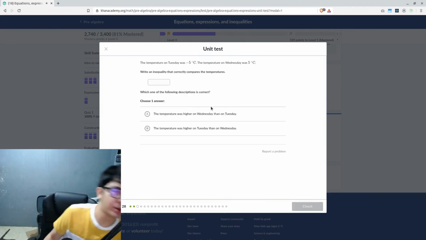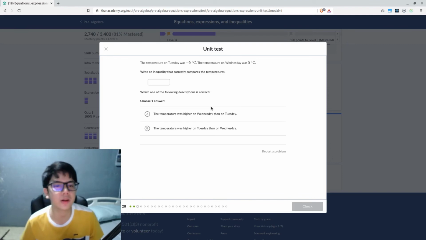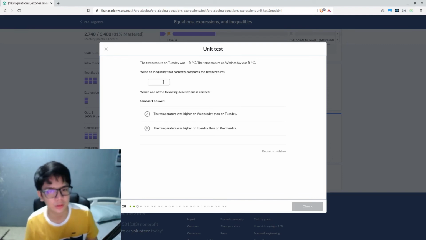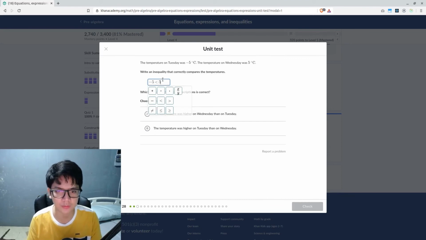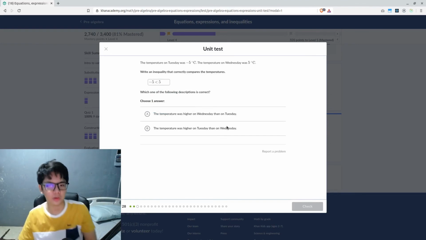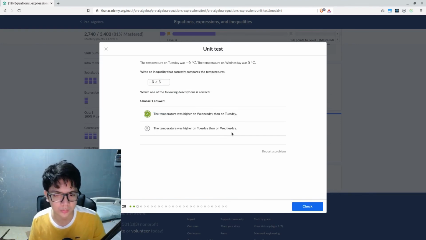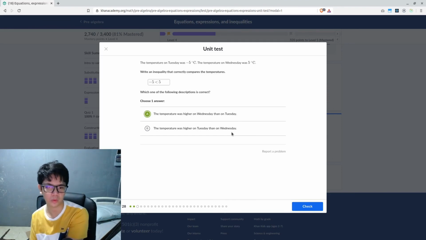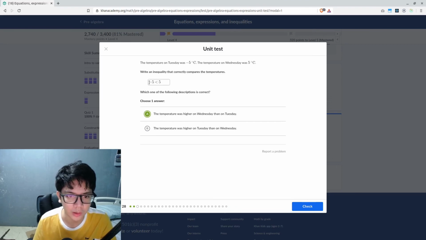The temperature on Tuesday was -5 degrees Celsius. On Wednesday it is 5 degrees Celsius. Write an inequality that compares the temperatures. -5 is less than 5. The temperature was higher on Wednesday than on Tuesday. Tuesday was negative. Write an inequality, -5 is less than 5.